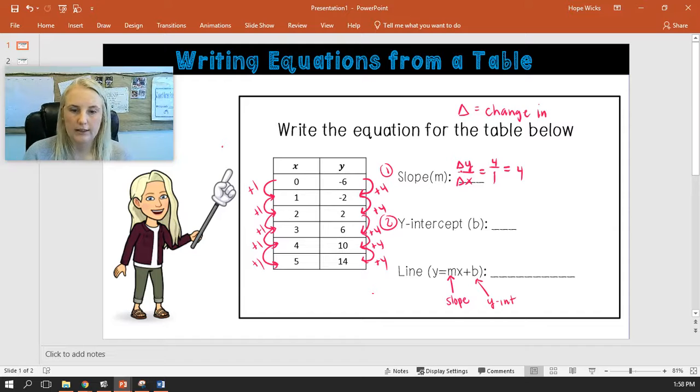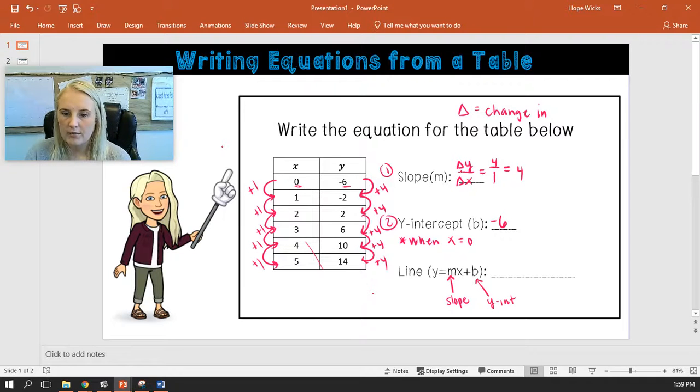The y-intercept is a lot easier actually, because y-intercept means when x is 0, what is y equal to? So whenever our x is 0, we'll know what our y is. All you have to do is look for the 0 in the x column and find the y that matches it. So our intercept here is -6.